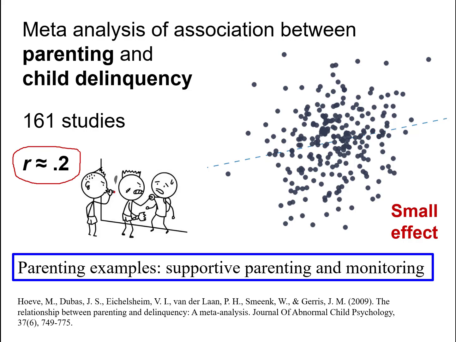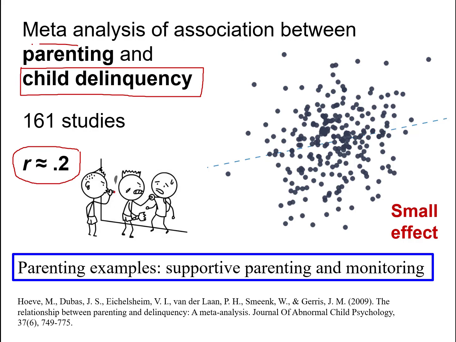Well, it's so small because we're trying to look at a very important question. Child delinquency is something that's very complex. So if we think about it, it's really not that surprising that we have a small effect, because we're trying to predict something very complex. And no matter what we look at, we're probably going to find a small effect.